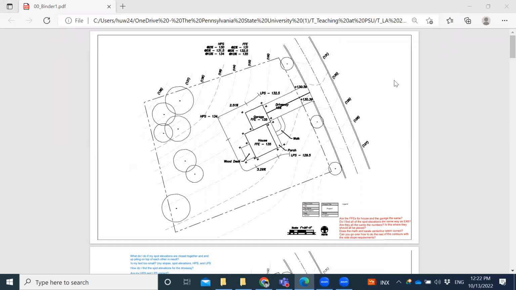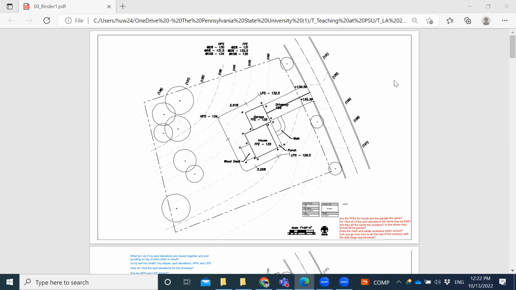So the FFEs for the house and the garage, they're not the same. Garage should be 0.5 below house. Do I find out the spot elevation the same way as exercise 6? Well, depending on which spot elevation you're talking about. We can look at the big picture first, and then look into what specific questions you have for which spots.